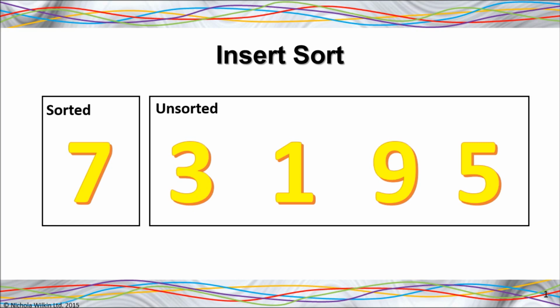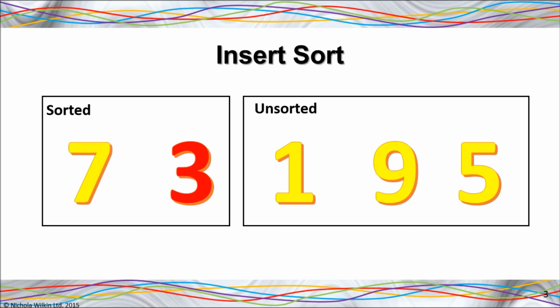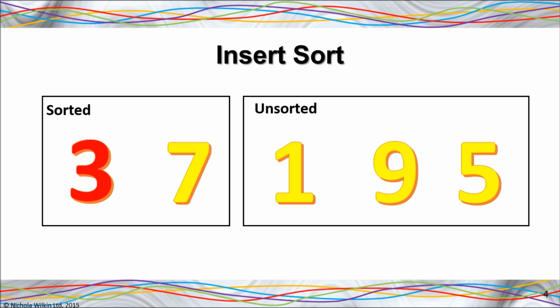Now at the moment there's only one number in the sorted section, so that is in the correct order. And then we need to look at the first number of the unsorted section, in this case the 3. We move that into the sorted section, and then we need to make sure the 3 is placed in its correct position, and we do that by comparing it with the number to the left. So the 3 is lower than the 7, so we need to move it to the left.